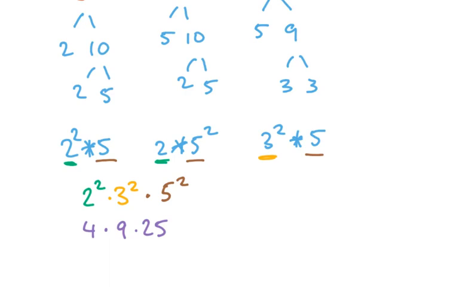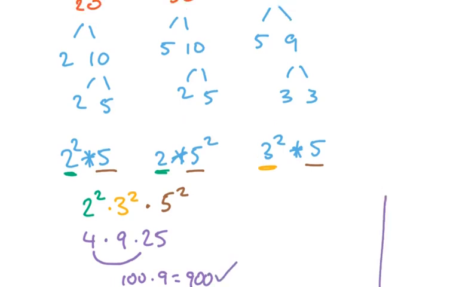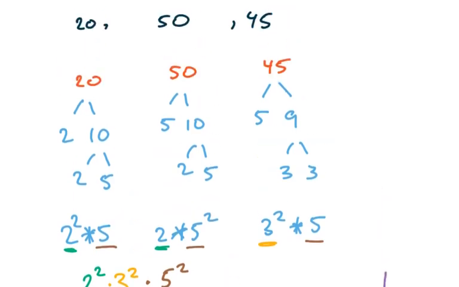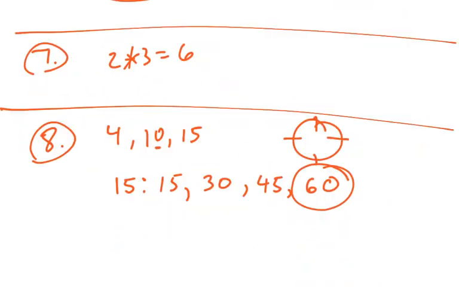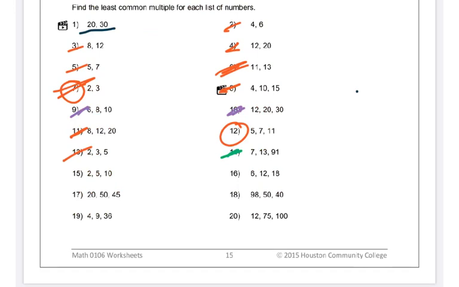At the very end, we look for the easiest way to do this. 4 times 25 is 100. 100 times 9 is 900. And there's your LCM. You can see that had we listed multiples of 50, you'd have gone to 900, which is a pretty good chunk of time before we would get there. So if the numbers are big and they're close together, it's probably best to use prime factorization to find the LCM.